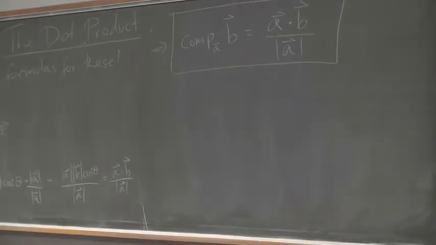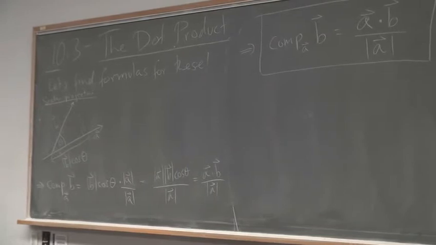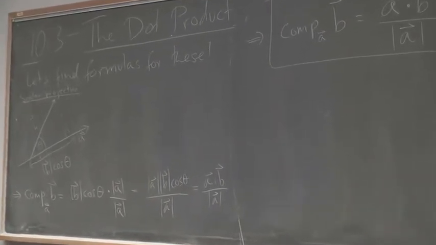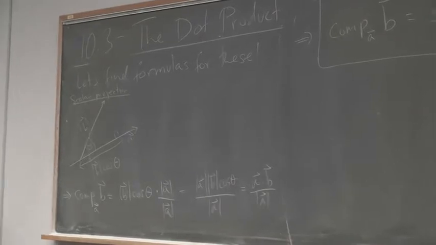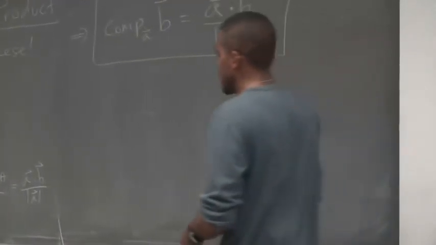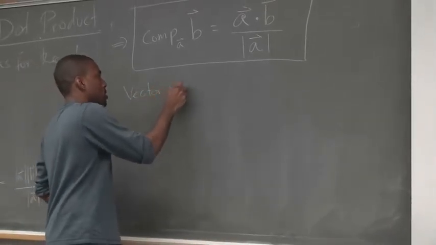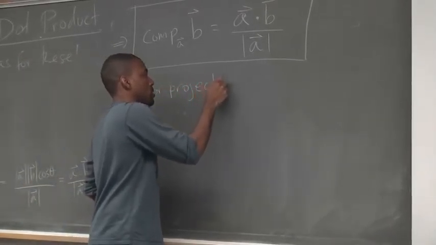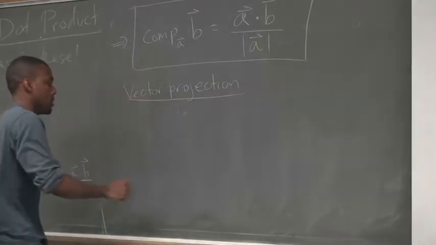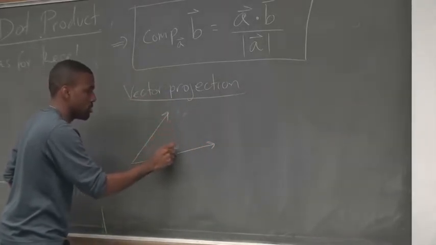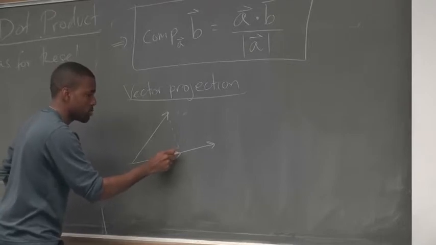Okay, so with that idea in mind, can someone tell me how to find the vector projection? Let's say now I don't actually care about the magnitude, I literally want to find the vector that's projected here.